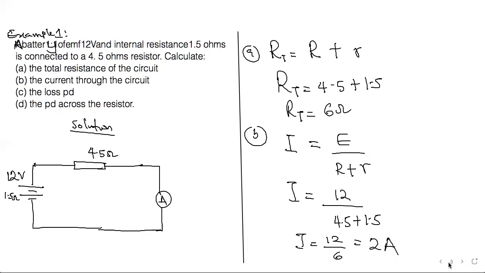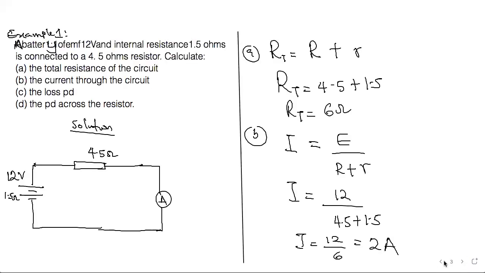So the next one is the lost PD, the lost voltage. What was the formula for lost voltage? You recall? Lost PD is equal to I multiplied by small letter r. So that will be equal to the current 2 multiplied by 1.5, which is the internal resistance. And that will give you 3 volts. Okay.